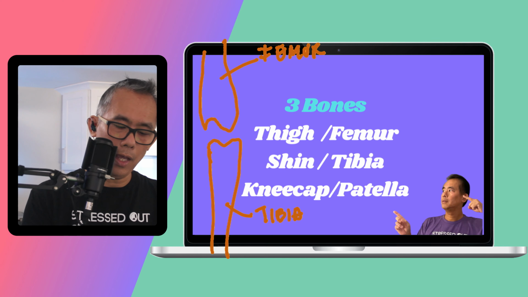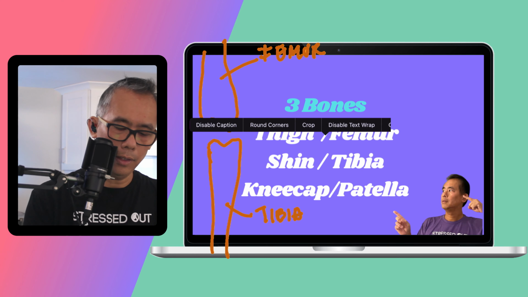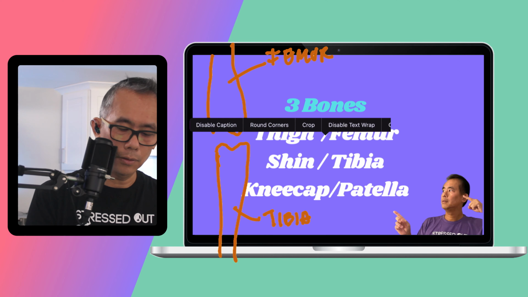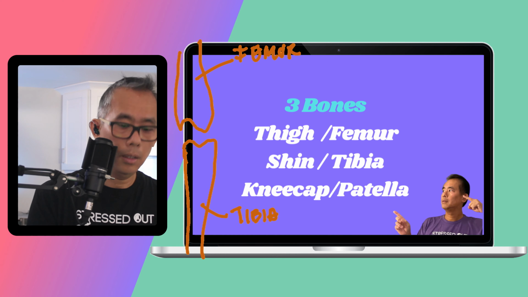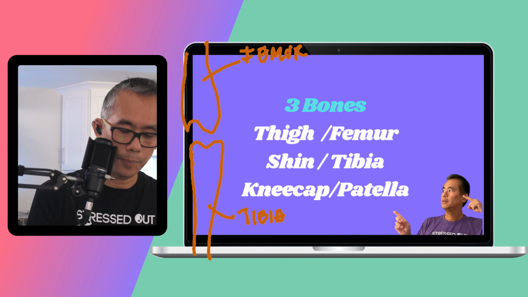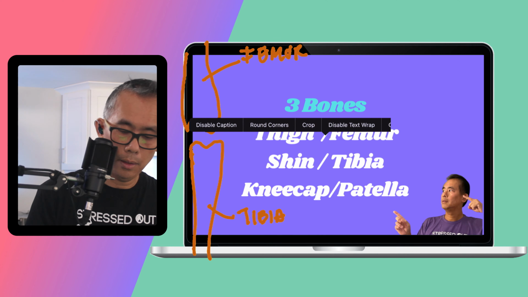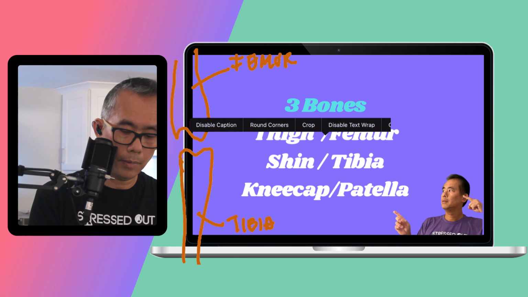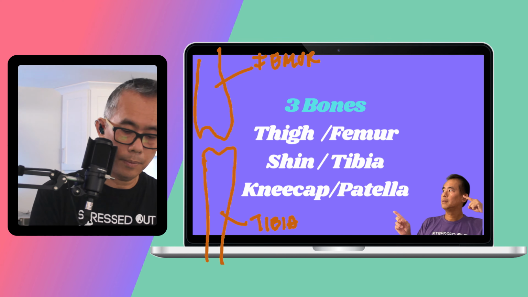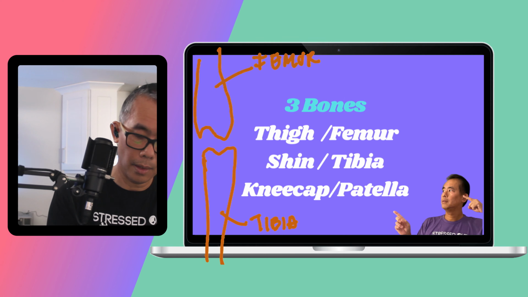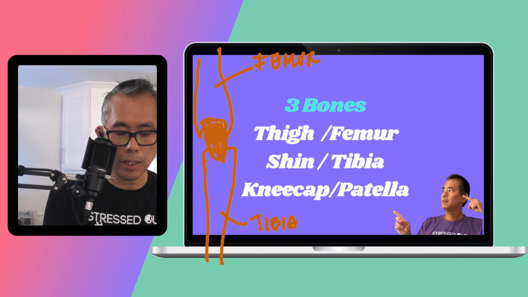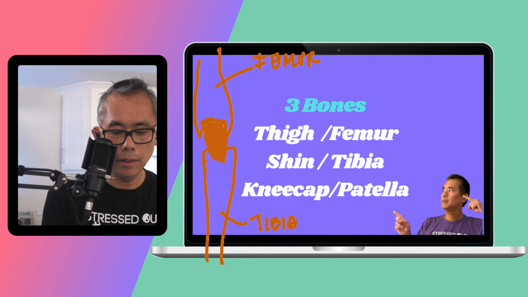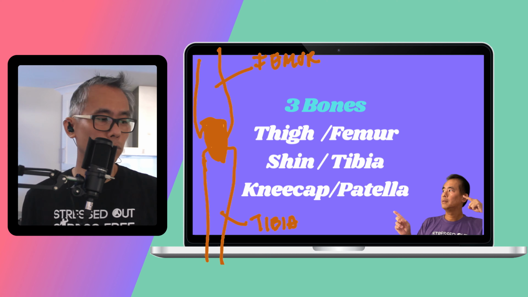Okay, let's stick with the bones. This is the patella, so kind of like a shield looking. So we have all three bones there, right?